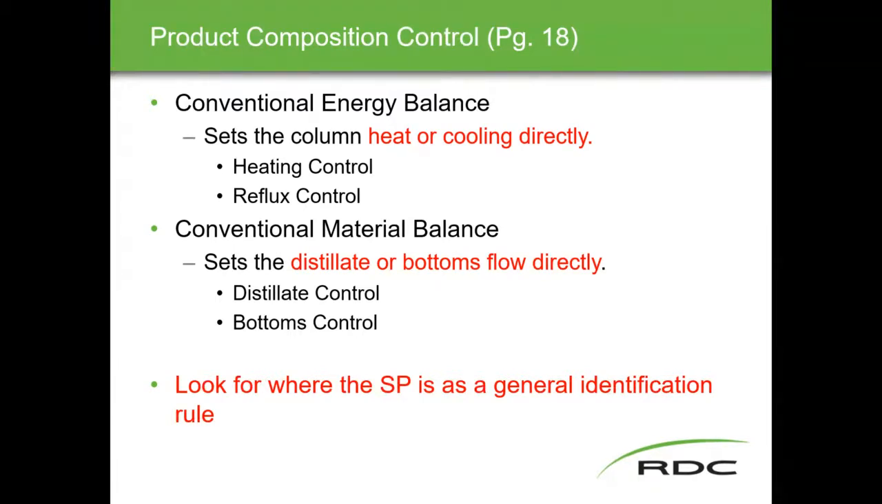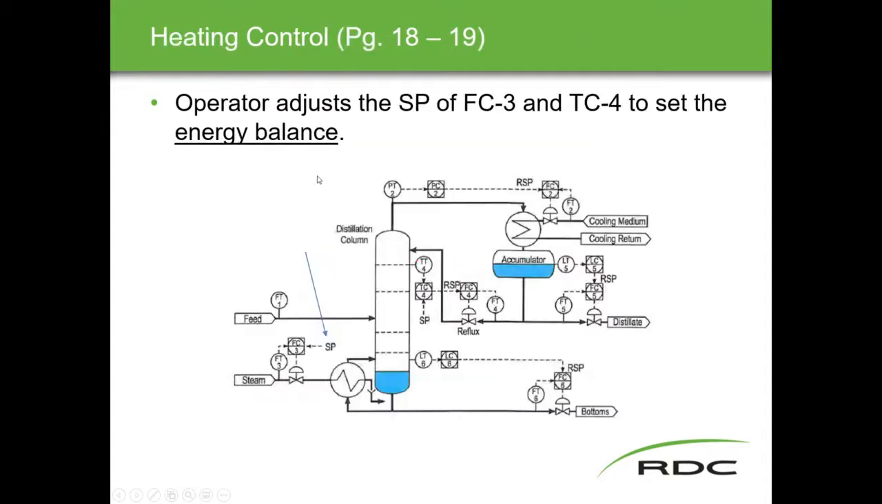The golden rule here, or the super tip, is look for where the set point is as a general identification rule. As we look through the next diagrams, you'll find a valve that controls the bottoms, a valve that controls the distillate, a valve that controls the reflux, a valve that controls the heating, and the set point will move around as we go through these diagrams. If you follow where that set point is, you'll be able to associate it with the composition control scheme that we're actually trying to identify.